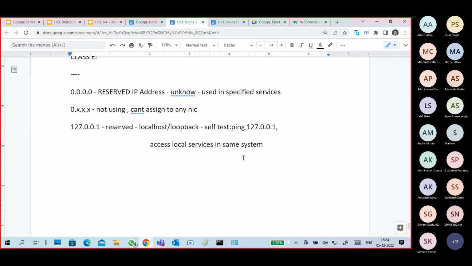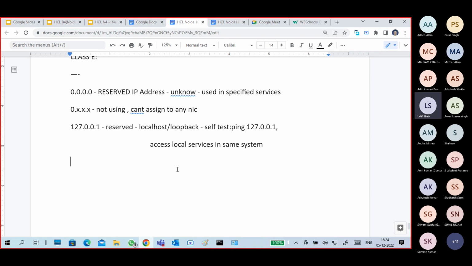Sir, what is the meaning of loopback? Loopback is also like a self-test. With loopback IP addresses you cannot communicate with anyone else. It is for self purposes only. It is self itself. Self assigning, self. Yes, yes.